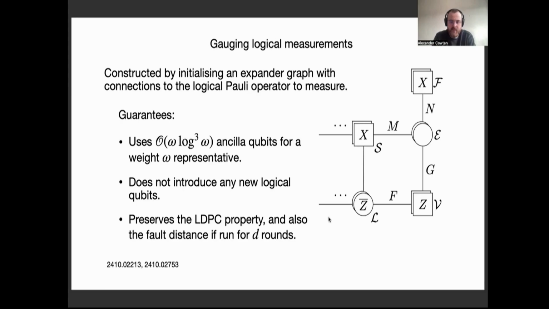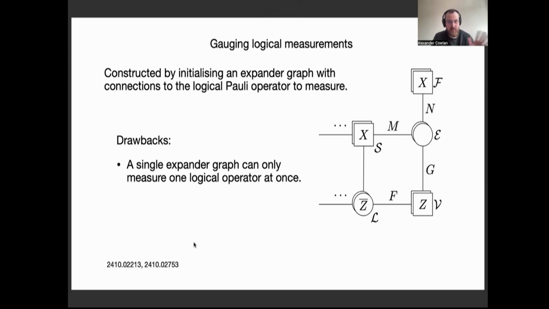And it's nice in a few ways. First of all, for measuring a single logical representative, it has very low asymptotic overhead, requiring almost linear new space overhead in terms of the weight of the representative which was being measured. It doesn't introduce any new logical qubits, so we don't need to worry about that. And it also provably preserves the fault distance if you run it for d rounds. Despite this, there might be other drawbacks as well, but the one that I want to focus on here is the fact that if you have a single expander graph, then you can only measure one logical operator at a time using it.